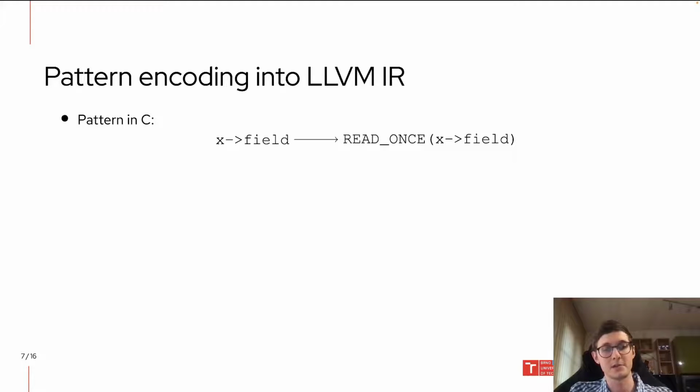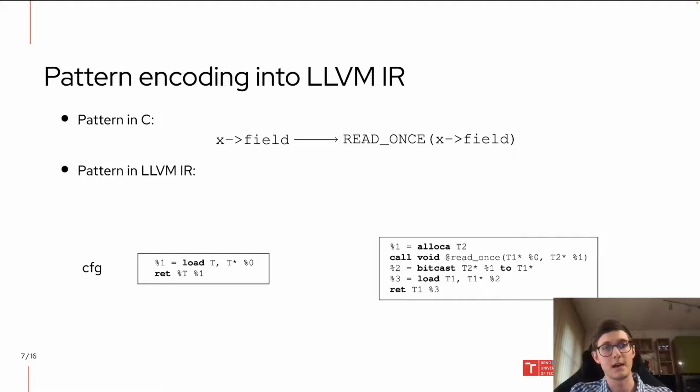As previously mentioned, we can use the example of read once, which is a simple macro that changes how a variable is read, and we can encode this C pattern into LLVM-ER using 2 LLVM-ER functions, one for each parameterized control flow graph of the pattern. And these functions then correspond to the original C code. So we have a simple load on the left side, and then we also have a load that uses the read once macro, or call, in LLVM-ER on the other side.